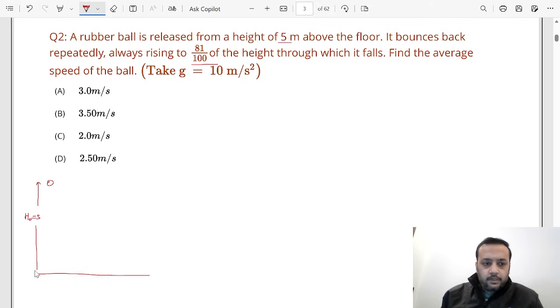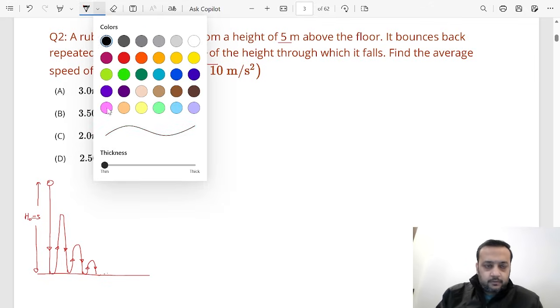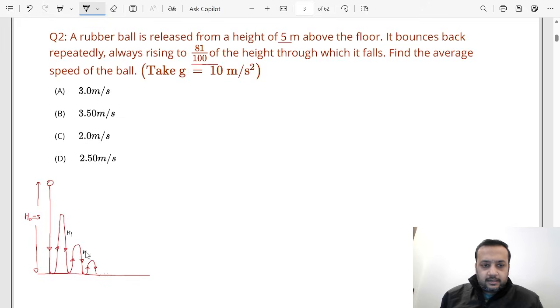All right. So the ball will fall, and it will hit the ground, and it will rebound up to a height h1. Then it will again fall, then it will again rebound to a height h2, and then again it will rebound to a height h3, and this process will keep on repeating till infinity. Let's call the second height h1, the third height h2, and the next height h3, like that.